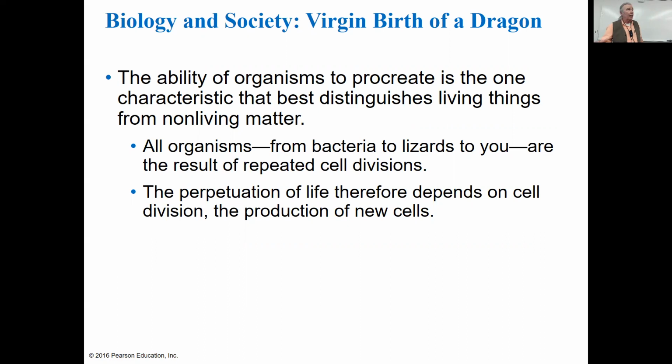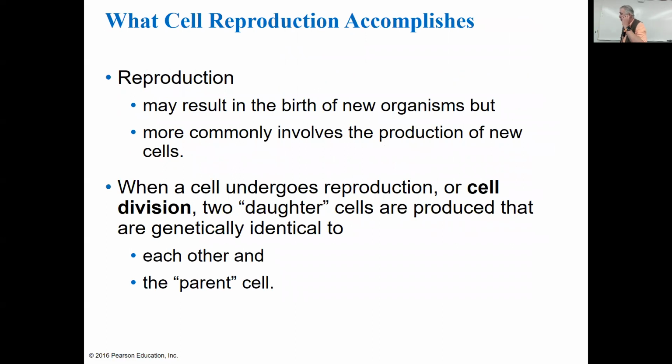So the perpetuation of life therefore depends on cell division and the production of new cells. Because remember, that was part of the cell theory we got back in the cell chapter, the introduction to cells, that all cells come from pre-existing cells. There are not going to be new cells arising from non-living stuff anymore. Remember, not in an oxygen environment. Reproduction may result in the birth of new organisms, but more commonly involves the production of new cells. And we're going to see why we need new cells.